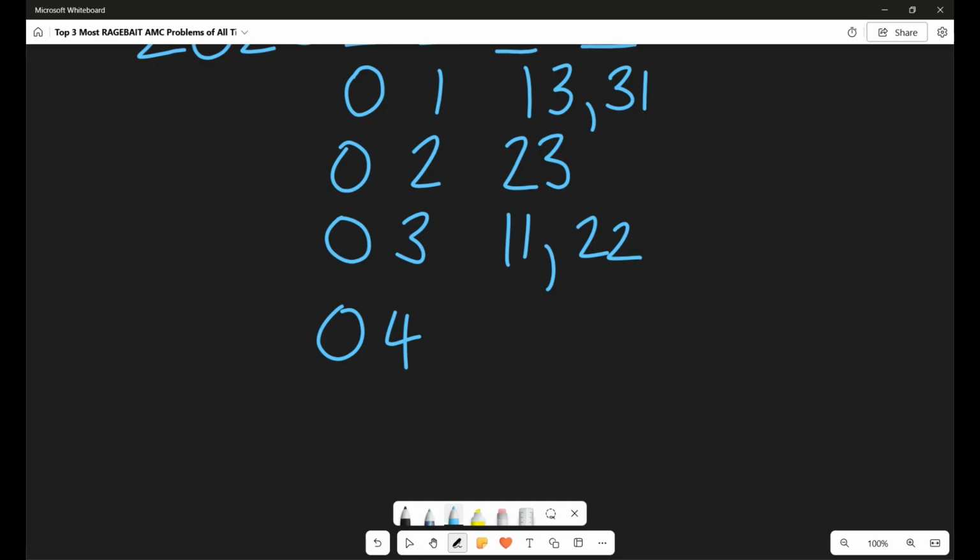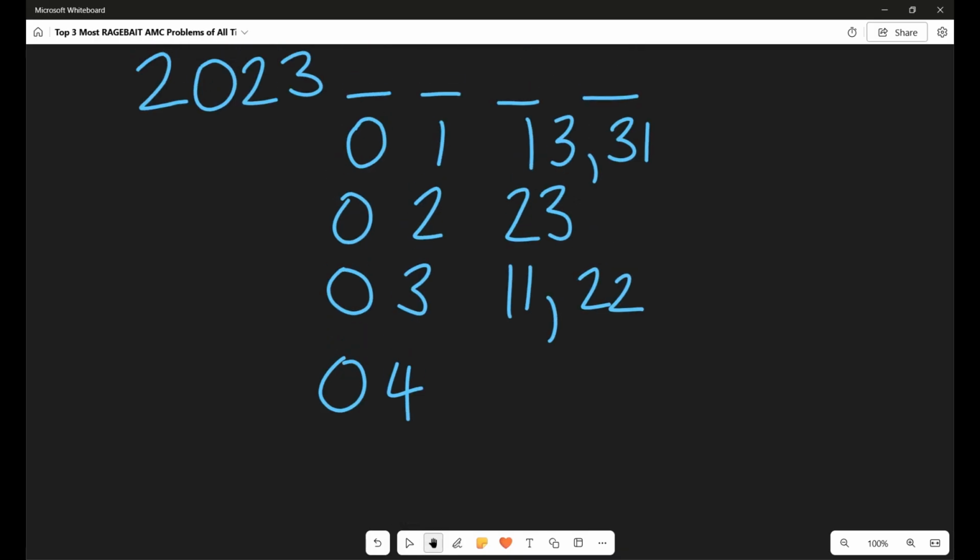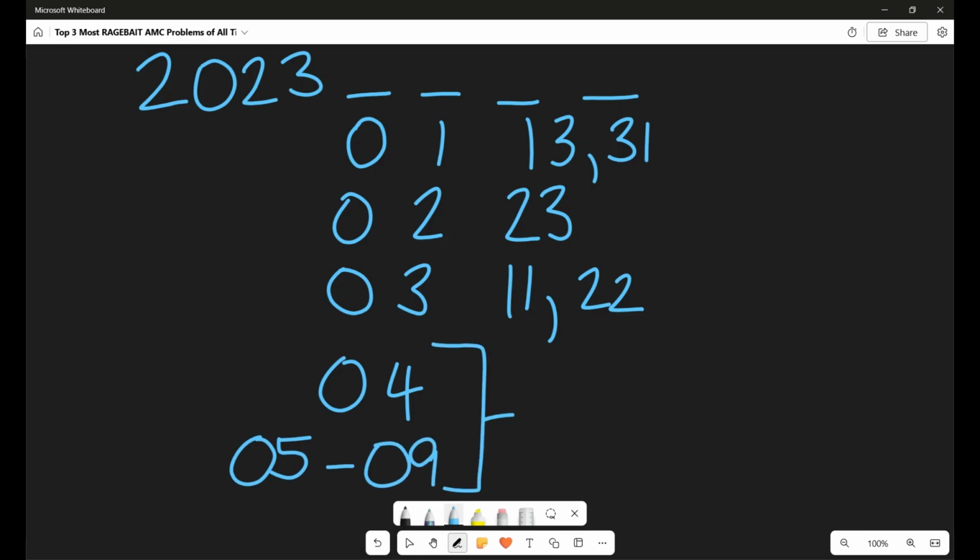And then for 0, 4. Now here we can notice that we have 2 2s, 2 zeros, and we have a 3 and a 4. But the next two digits can't be 3, 4 or 4, 3 because that's not a possible date in a month. So there's no solutions for 0, 4. And in the same way, there will be no solutions for 0, 5 through 0, 9 for the exact same reason. So I'll write no solutions.